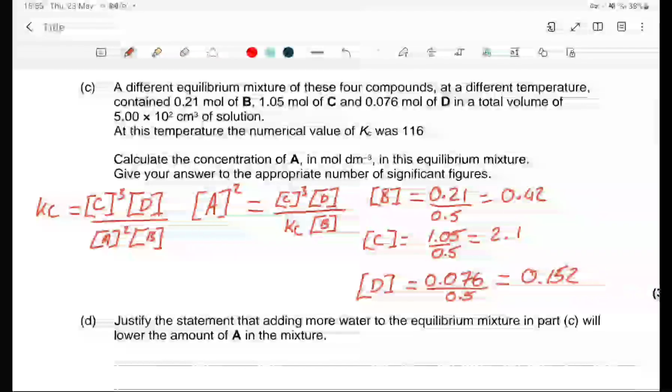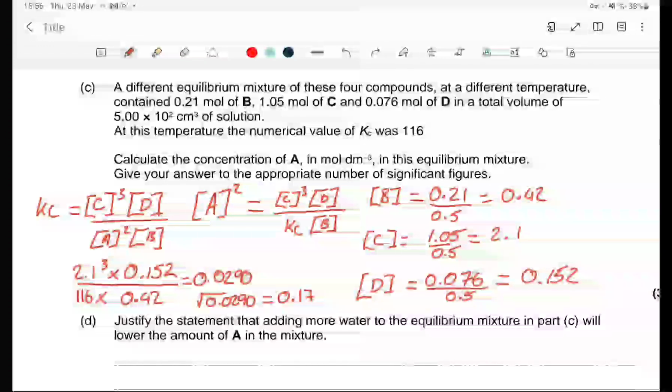Now that we have their concentrations, we can put them into the expression that we've already used to work out the value of A squared, and then square root that to get our concentration of A. So we've plugged it into the equation. I've majorly run out of room here, so I'm shoving it on the left there, put it into the equation, and then square root it, which gives us our answer of 0.17.